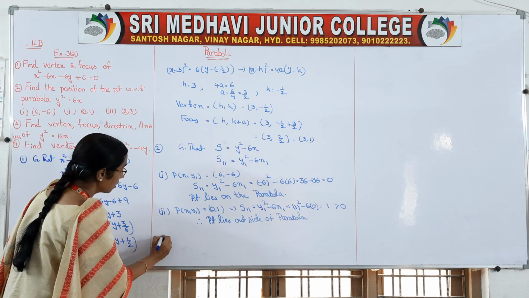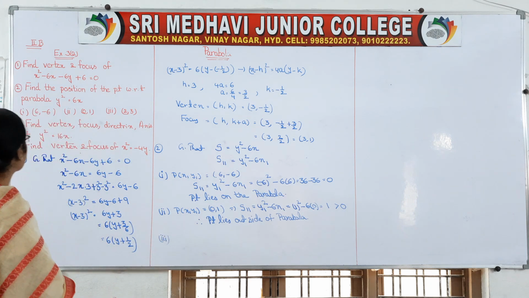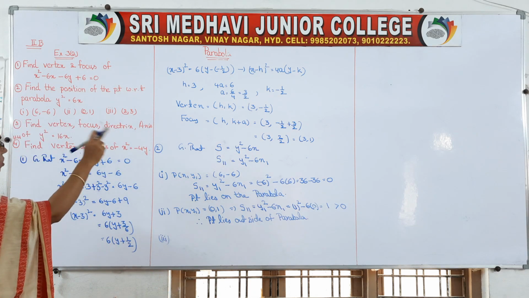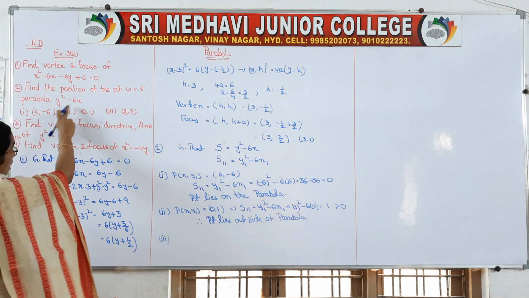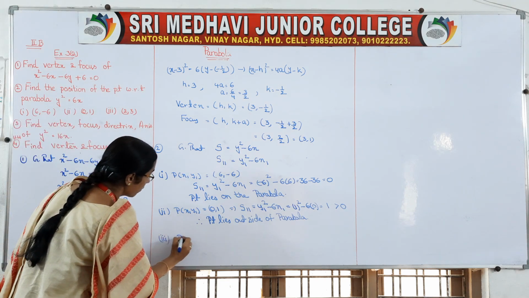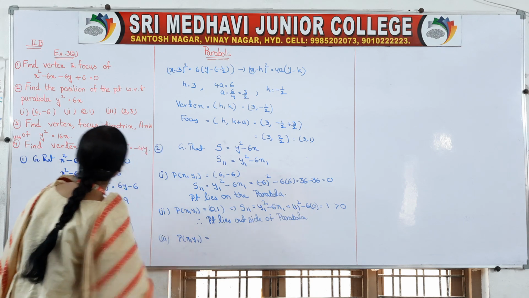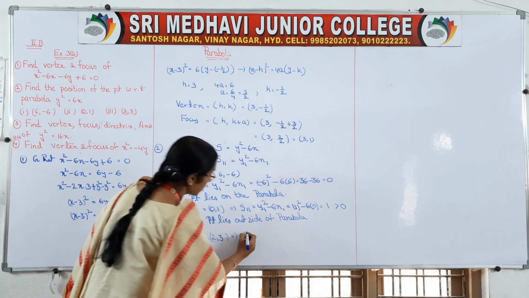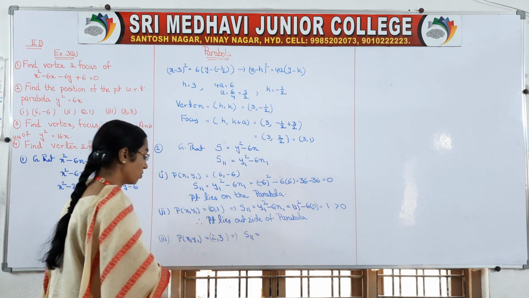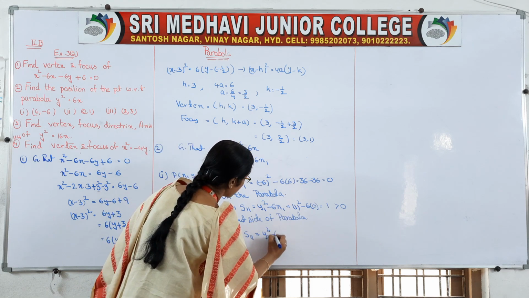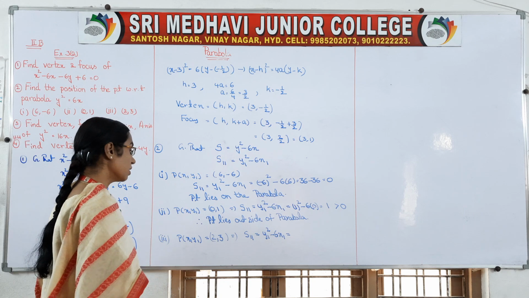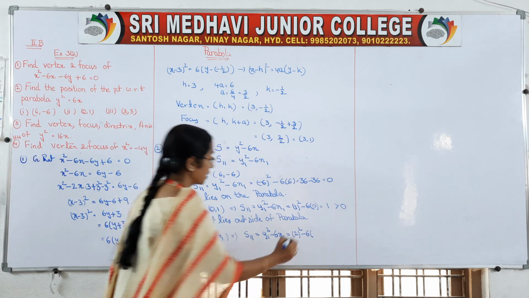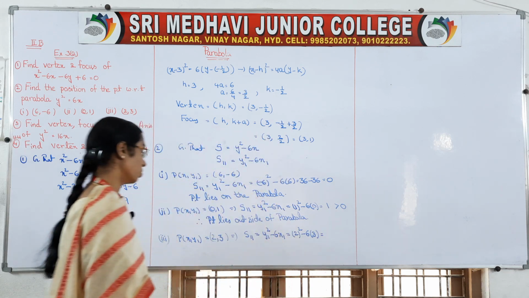Now come to the next one. What is your third question? It is point (2, 3). Locate the position of the point (2, 3) with respect to the parabola y square is equal to 6x. So your point P(x1, y1) is equal to (2, 3) now. Okay. So find out your S11. S11 is equal to, what is the formula? y1 square minus 6x1.